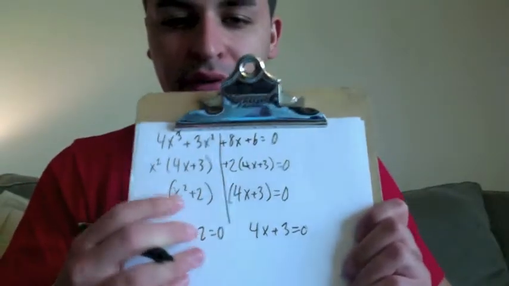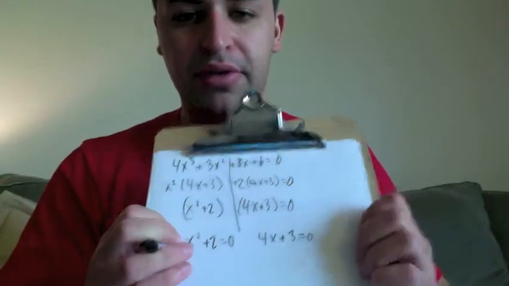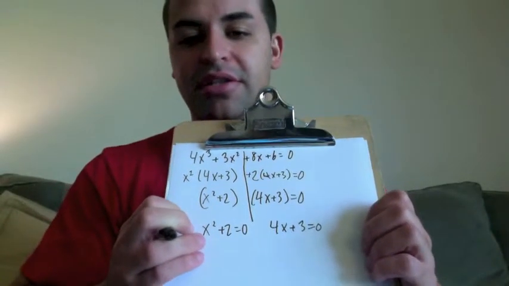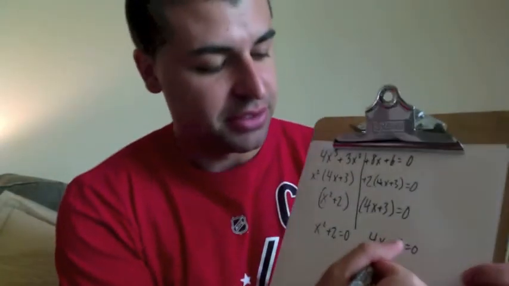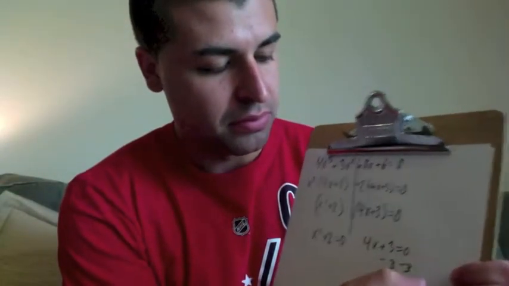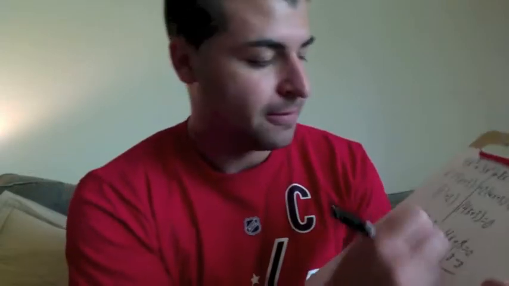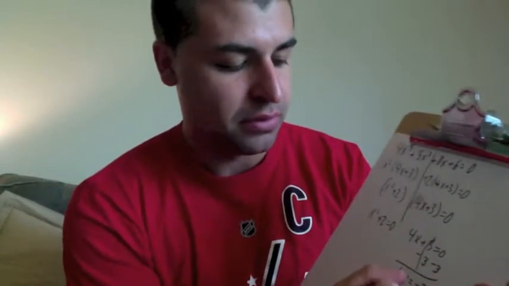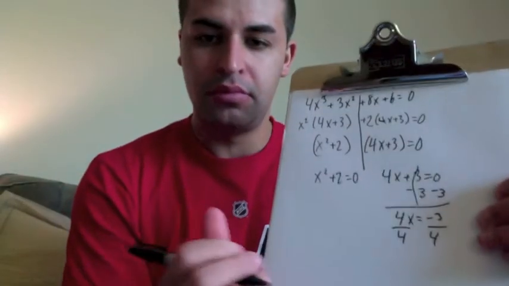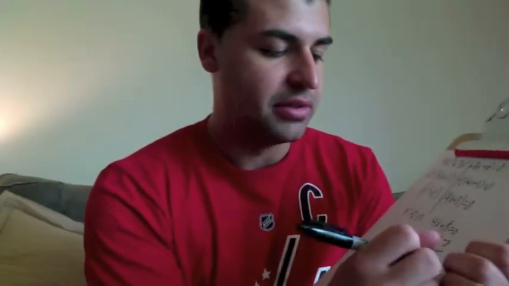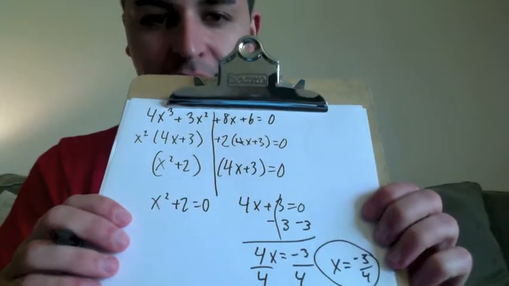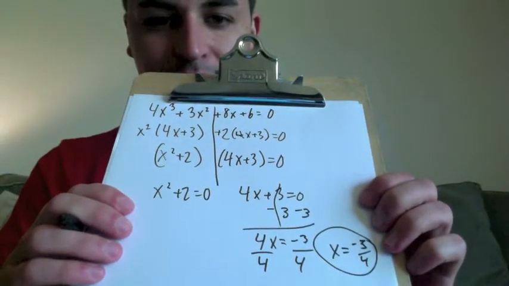So I'm actually going to solve the 4x plus 3 one first. The other one you might realize you have an issue with. We'll get there in a second. So subtract 3 first. Divide by 4. And x equals negative 3/4. So that is one real solution that we have to this cubic equation.